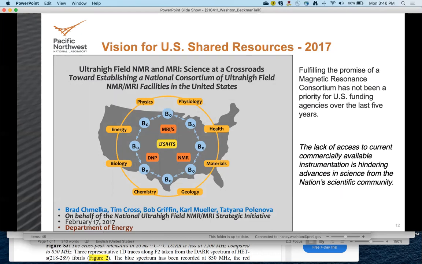Now, unfortunately, fulfilling the promise of this consortium has not been a priority for US funding agencies over the last 5 years. And this is particularly detrimental. In 2017, one of the findings is that the lack of access to current commercially available instrumentation is hindering advances in science. And this is even more true today.